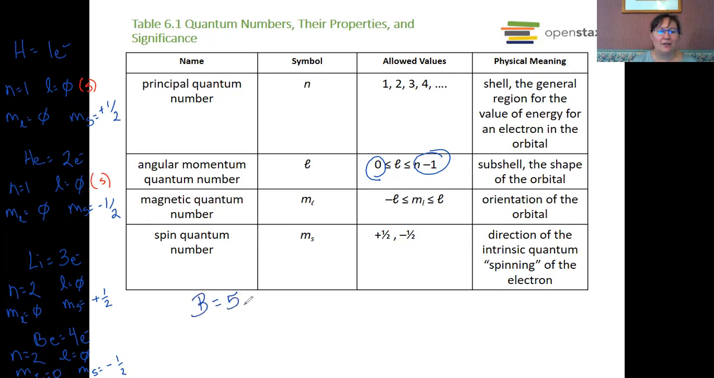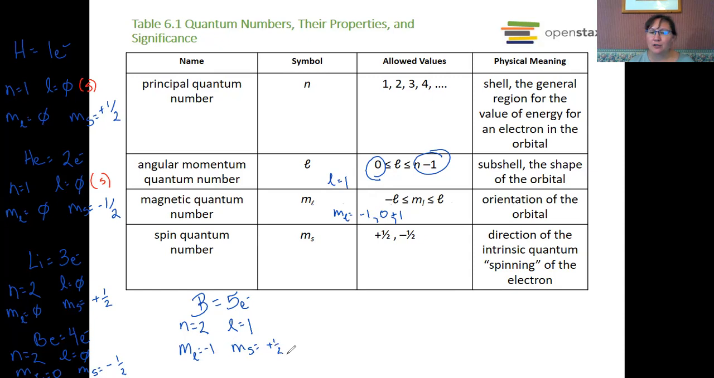Boron has 5 electrons. So its last one will be energy level 2. Now we've filled our L value, so we're into L equal to 1. And m sub L value, well, remember m sub L can be negative L to positive L, which means we're going to have 3 possible m sub L values. So when L is equal to 1, m sub L can be negative 1, 0, and positive 1. So let's go ahead and we'll start with negative 1, the first one. And then our spin would be positive 1/2.